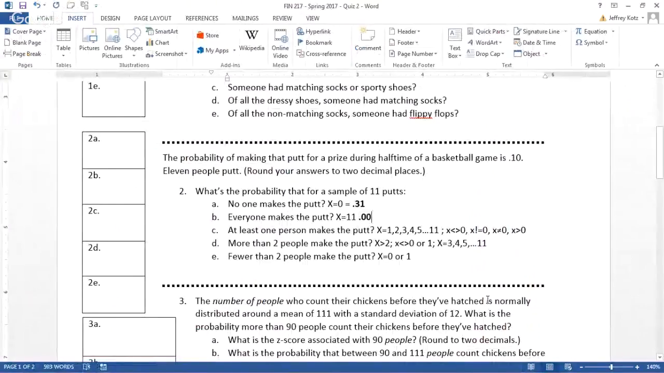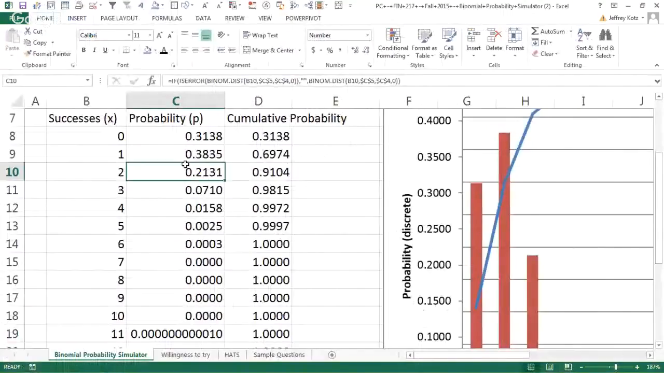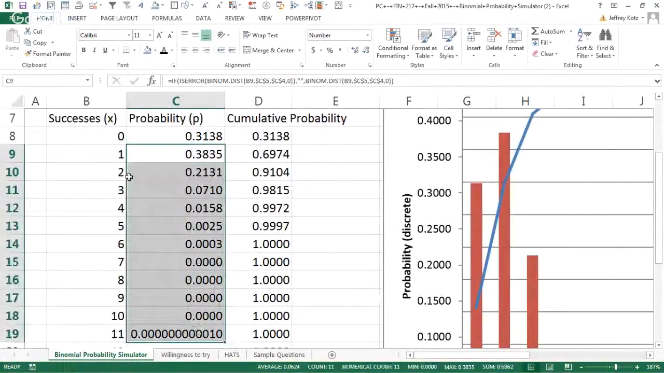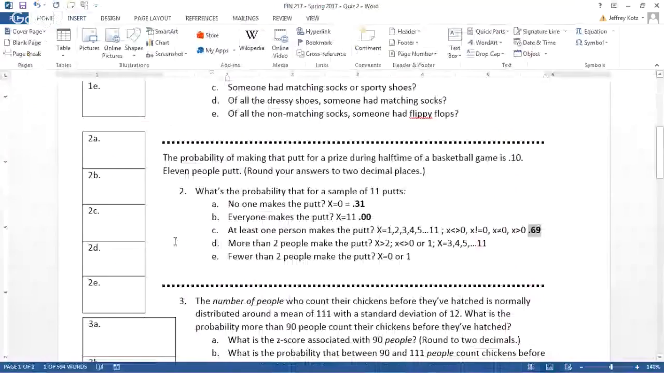No, if we have 11 people shooting, 11 people don't make it. At least one person makes the putt. Well, we already said that's the complement of A, so we could say 0.69. That's at least one person makes the putt. That would also be the sum of 1, 2, 3, 4, or 5 people make the putt. We look at our status bar down here. Sum of selected cells is 0.6862, otherwise known as 0.69.